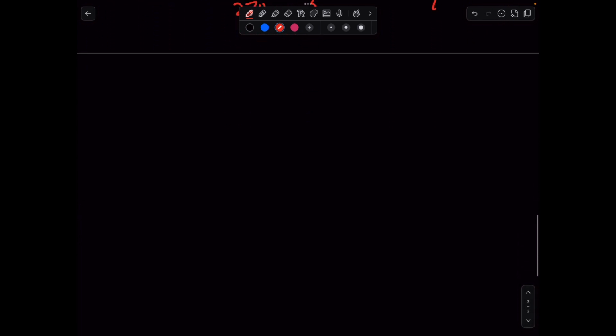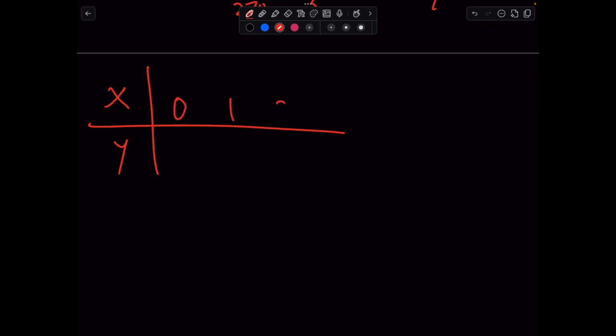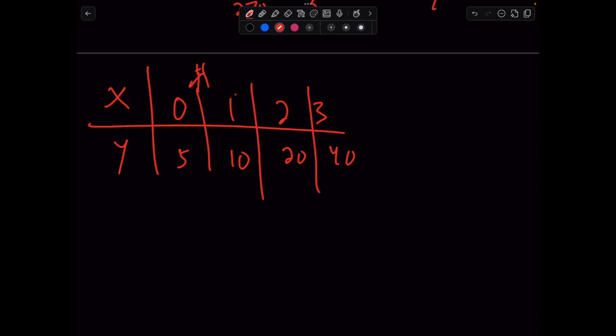Let's do a second table here. x values 0, 1, 2, 3, and y values 5, 10, 20, 40. So again, make sure this is the same change up here. So this is plus 1, this is plus 1, this is plus 1. So far, so good. Here is getting bigger, so try multiplying it. So 5 times 2 is 10. 10 times 2 is 20. 20 times 2 is 40. So it is the same multiplication every single time, which means this is an exponential growth function.